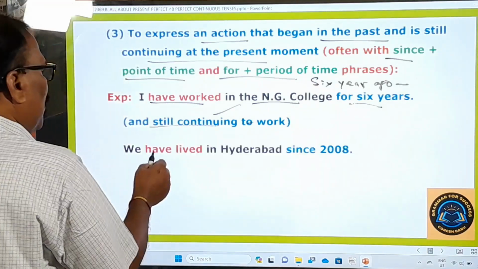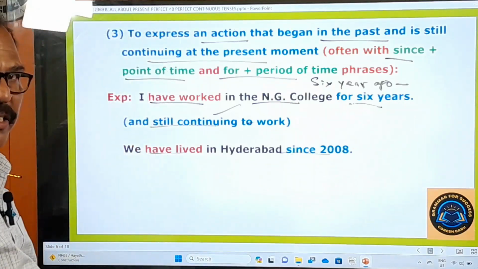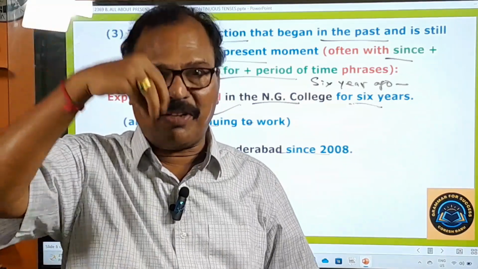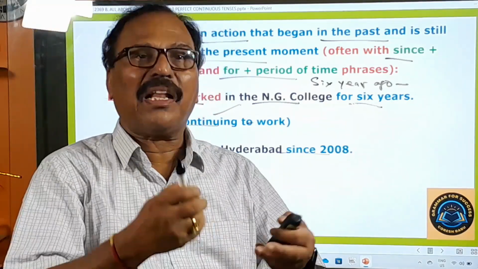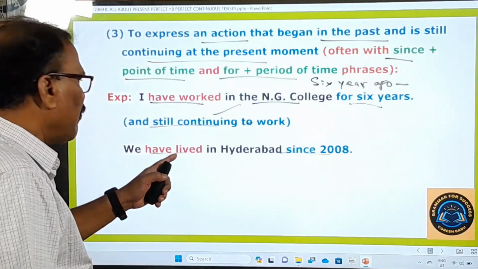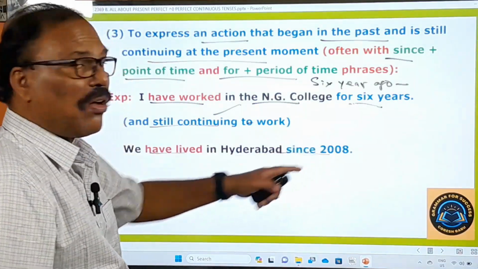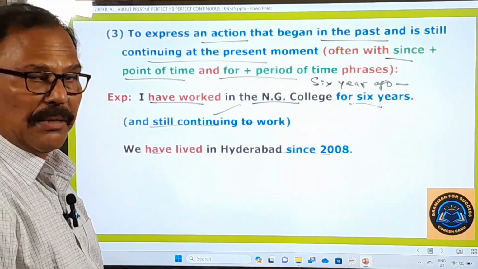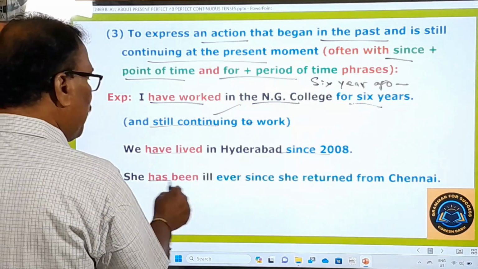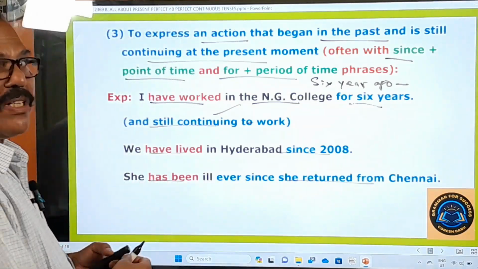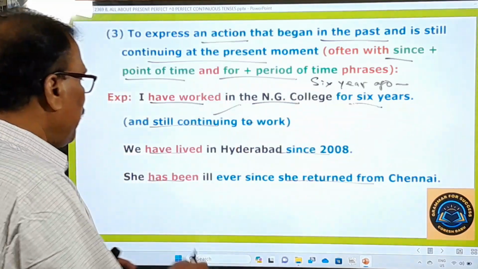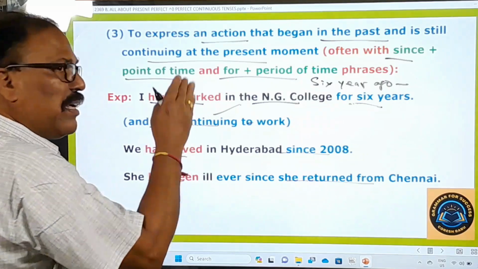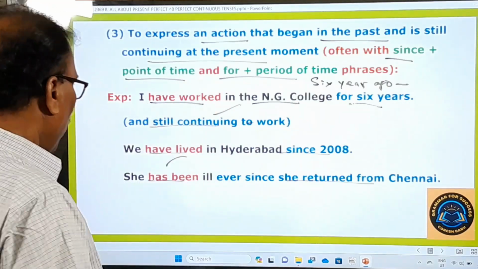Okay, right. We have lived in Hyderabad since 2008. We have lived in Hyderabad since 2008 means from 2008 onwards we have been living here, and even today we are living in Hyderabad. That is the meaning of this. From that year onwards we have been living here in Hyderabad. Okay. She has been ill ever since she returned from Chennai. Ever since she came from Chennai, she has been ill. From that day, she has been ill, and even now she is ill. That is the meaning of this.